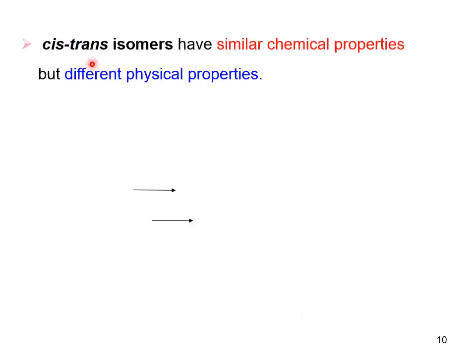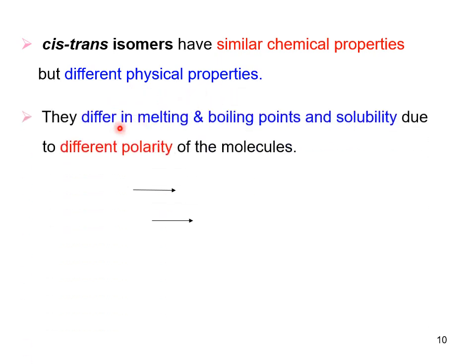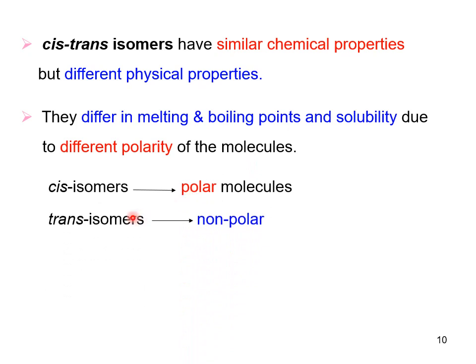Next, cis-trans isomers have similar chemical properties but different physical properties. They are different in melting and boiling point and solubility due to the different polarity of the molecule. The cis isomer is a polar molecule, but the trans isomer is non-polar because the dipole moment of the trans isomer can be cancelled off. That's why this is a non-polar molecule.